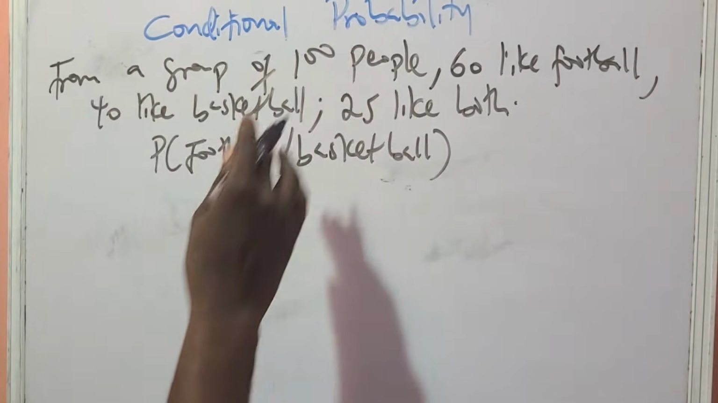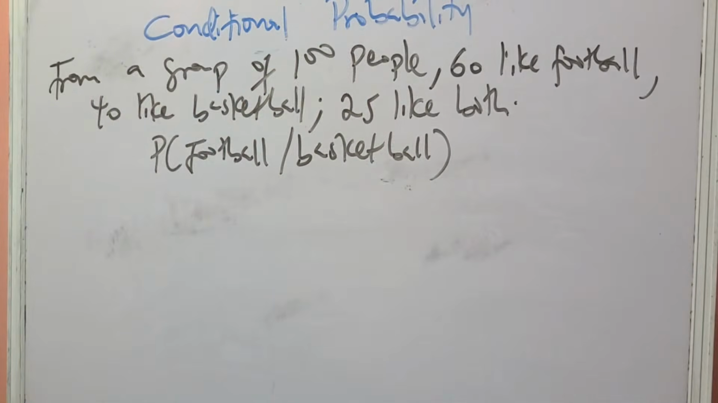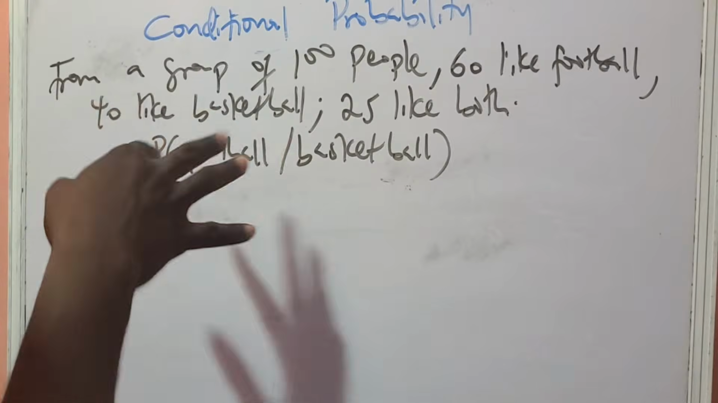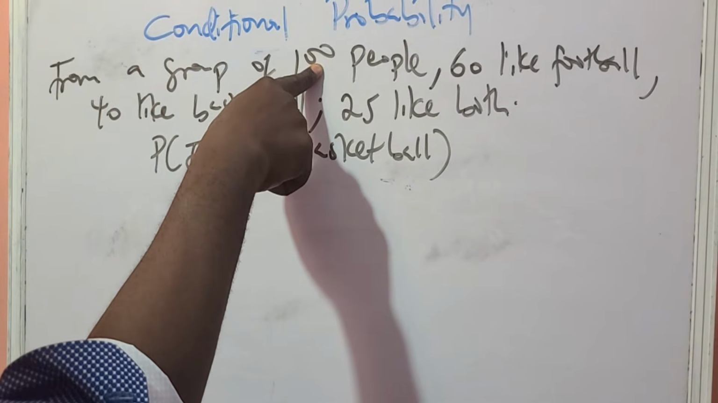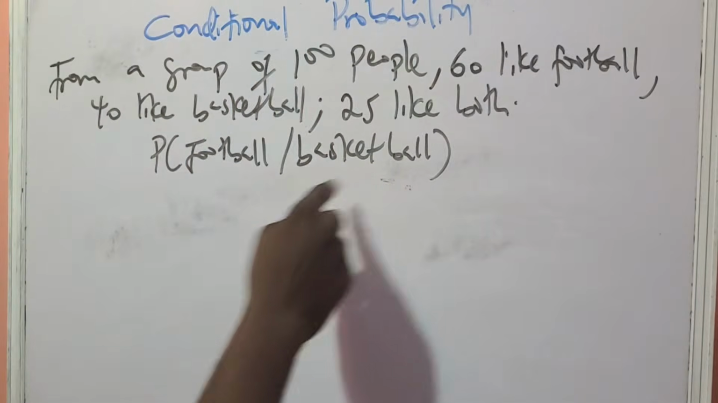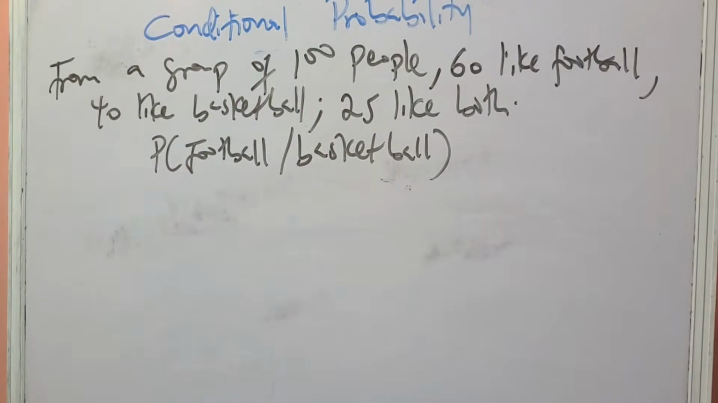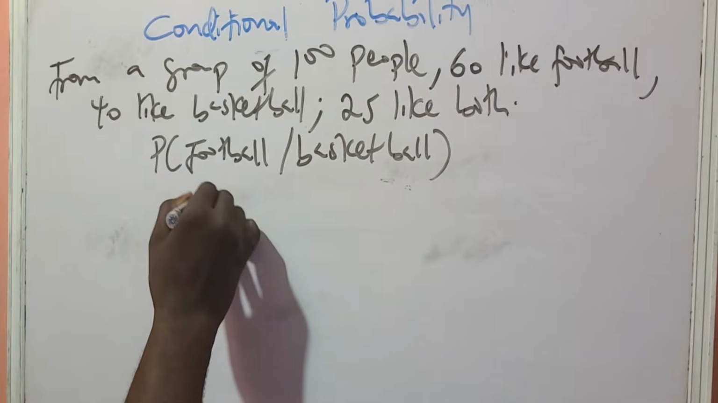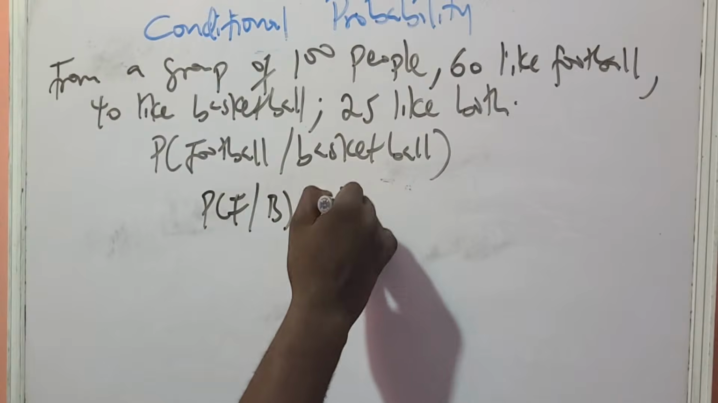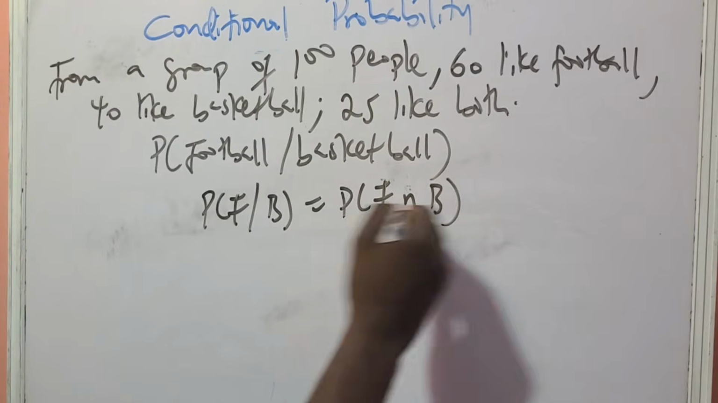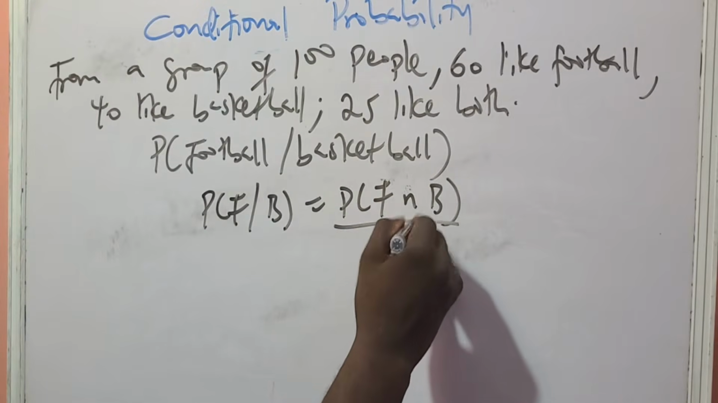Of course, the total sample space is 100. But in this case, that will be very irrelevant for this particular question because you do not need this sample space. I told you already when you have a question like this, the new sample space will be that of basketball. So obviously, the probability of football given basketball will be equal to the probability of football intersection basketball over the probability of basketball.